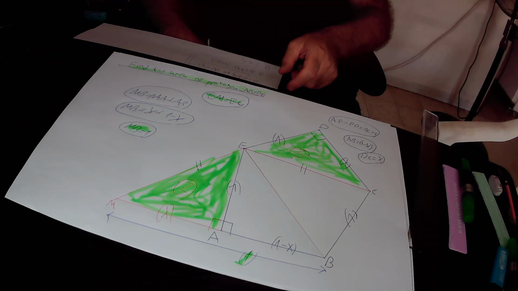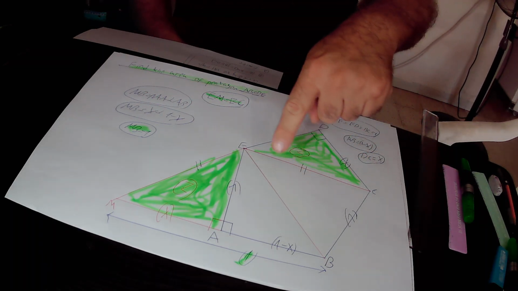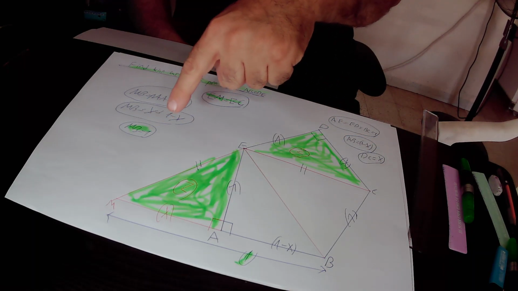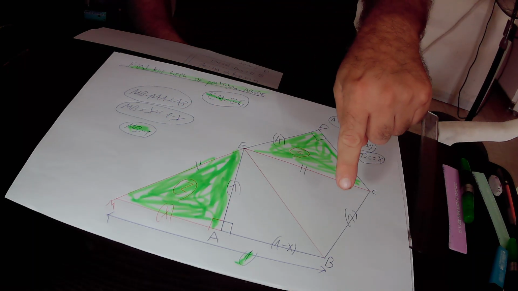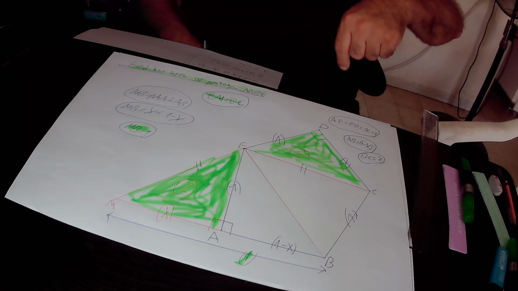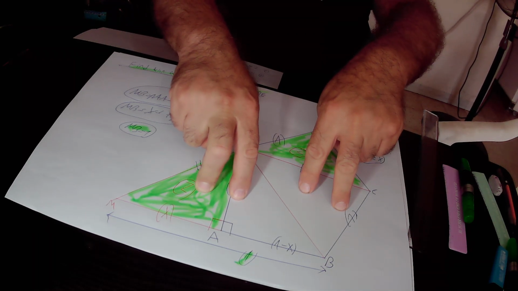So if you prove that all three sides of this triangle MEB are correspondingly equal to all three sides of this triangle BEC, and therefore those two triangles can go into each other according to side, side, side.